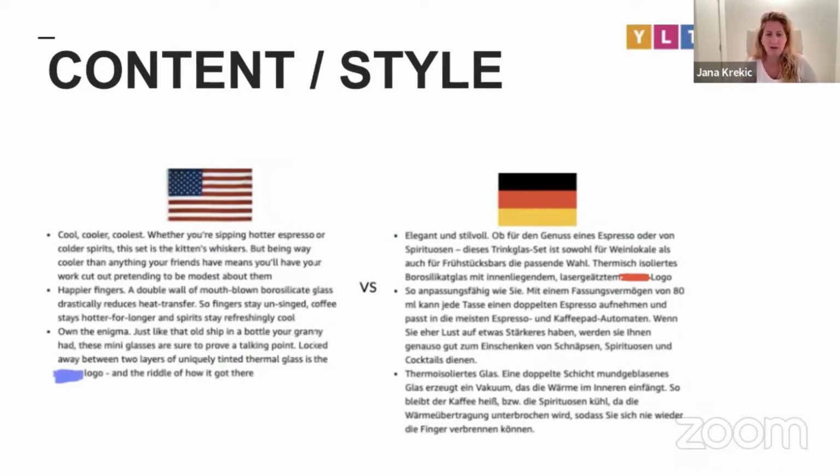Also, the third bullet. Americans like all this emotional type of language, fluffy, salesy, and Germans hate it. So instead of the bullet saying something like the old chip in a bottle your granny had, we had to change it into just saying thermal isolated glass, which means that it won't burn your fingers and you can enjoy your coffee. That's the difference between word-by-word translation and localization: if you read the text translated word by word, it would sound off.